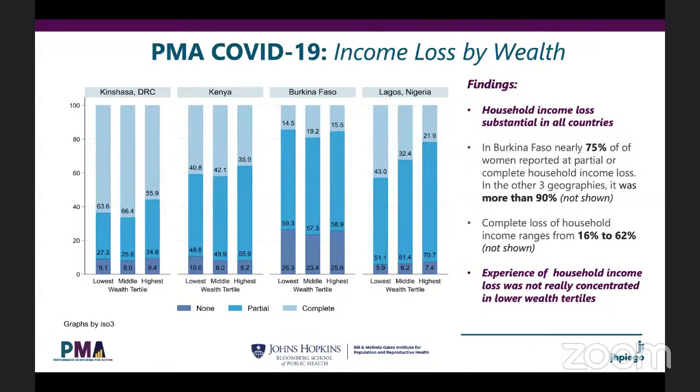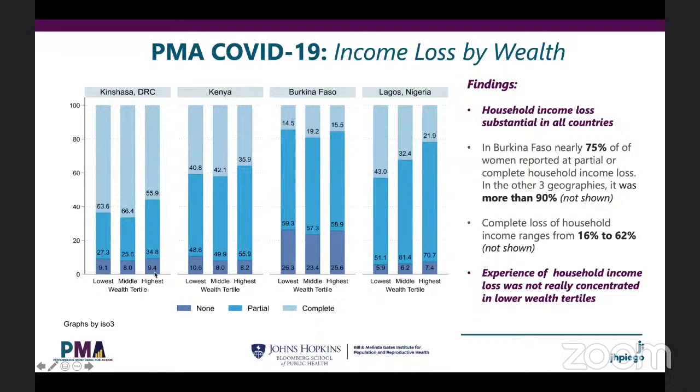So I'm trying to get a ton into a single slide here, so bear with me. But what we're looking at here is the percentage of women in each wealth tertile, again measured prior to COVID at baseline, who reported no income loss, partial income loss, or complete income loss. On the left-hand side here is the lowest wealth tertile. This is for each geography, up to the highest on the right.